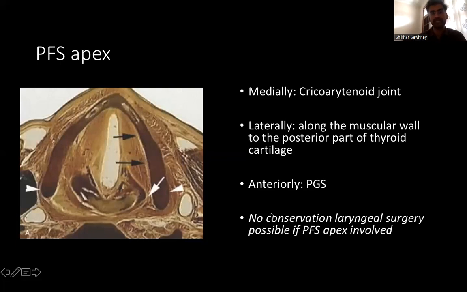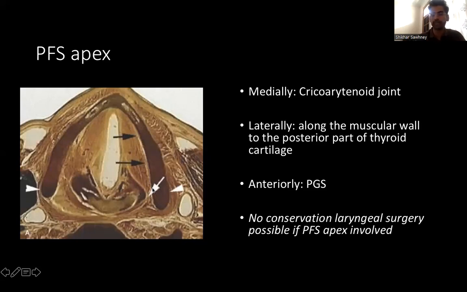Now, what about pyriform sinus apex tumors? These are, again, bad tumors to have. This is a section of the larynx at the level of true vocal cords. Now, imagine a tumor here in the pyriform sinus apex area. This tumor can very easily invade medially and involve the cricoarytenoid joint. It may grow laterally along the muscular wall of the inferior constrictors and gain access to the posterior part of the thyroid cartilage and cause its cartilage erosion. It may also grow anteriorly towards the paraglottic space and fix the cord.